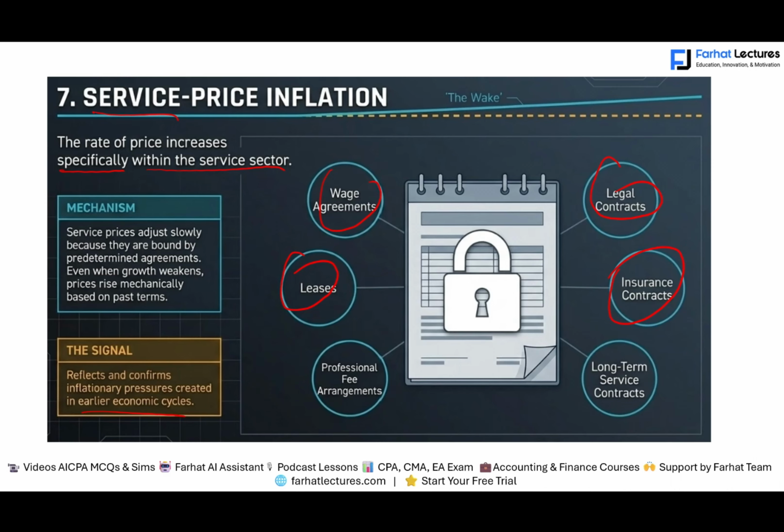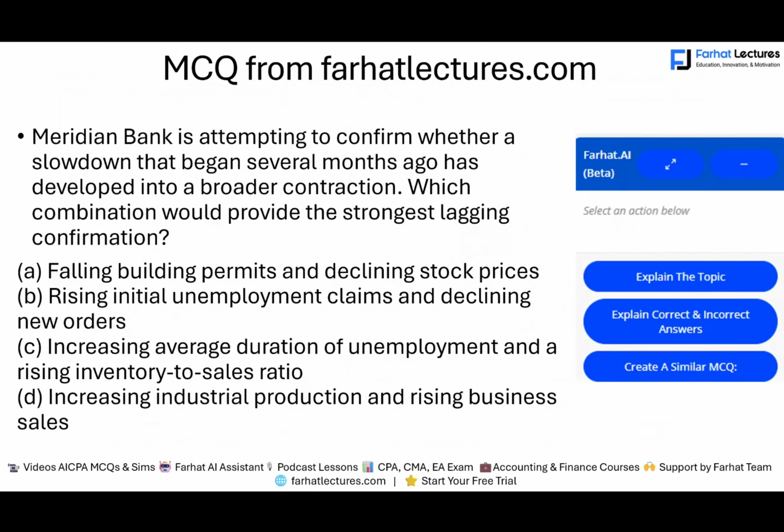So those are the 7 lagging indicators. Remember, we have leading indicators, we have coincident indicators, and we have lagging indicators. Let's take a look at this multiple choice question from farhatlectures.com. Meridian Bank is attempting to confirm whether a slowdown that began several months ago has developed into a broader contraction. Which combination would provide the strongest lagging confirmation?